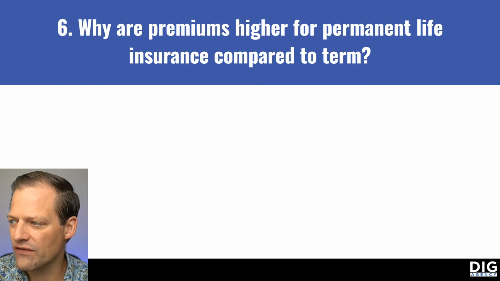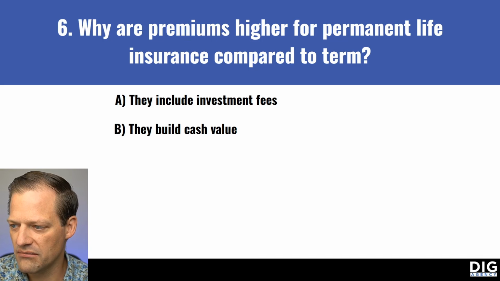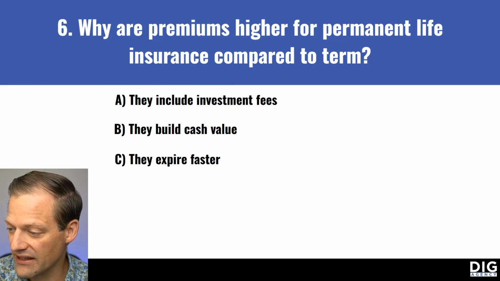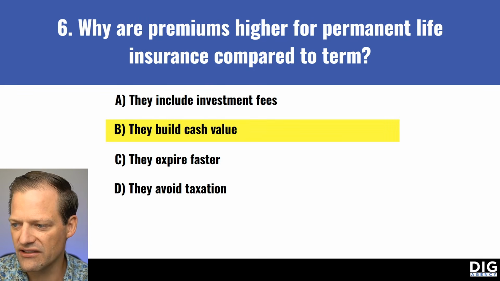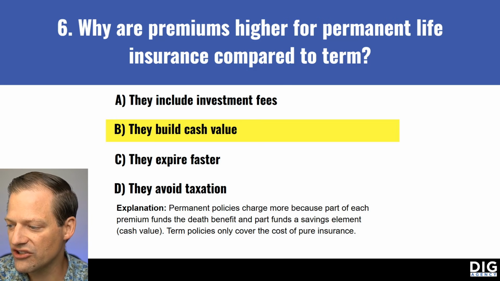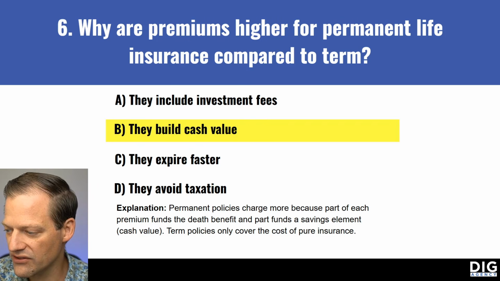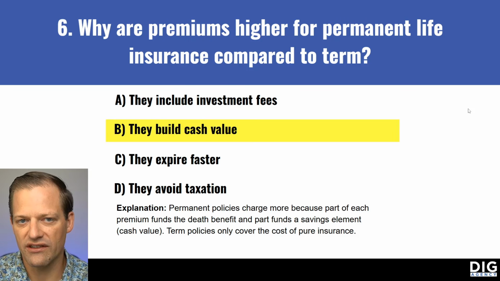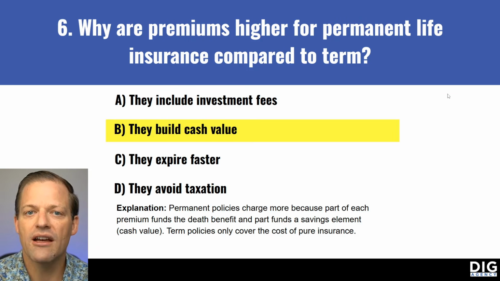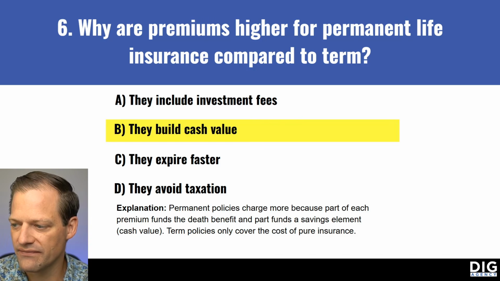Why are premiums higher for permanent life insurance compared to term? Is it because A, they include investment fees, B, they build cash value, C, they expire faster, and D, they avoid taxation? The answer, bottom line, is B. Permanent policies charge more because part of each premium funds the death benefit and partly funds a savings element. So term insurance, on the flip side, is just pure insurance. There's no cash value savings component to it. So by default, it's going to be less in premiums per month for the same amount of coverage.